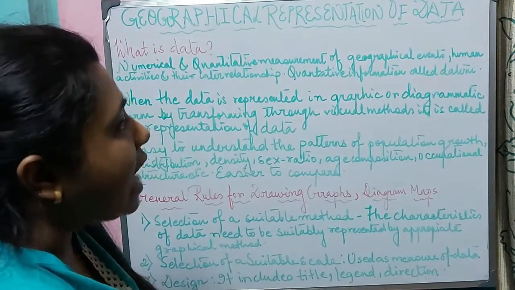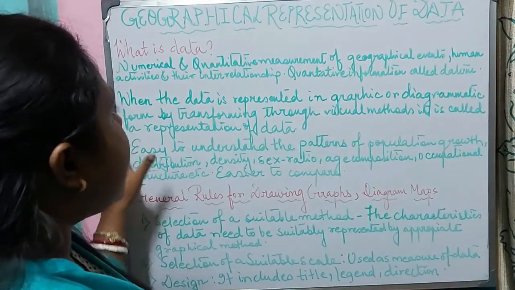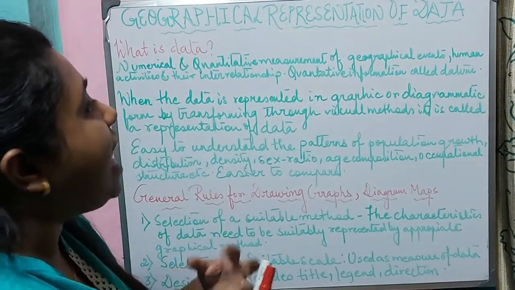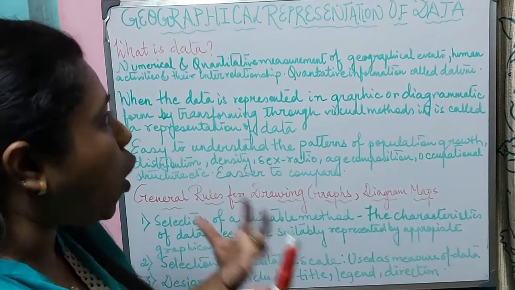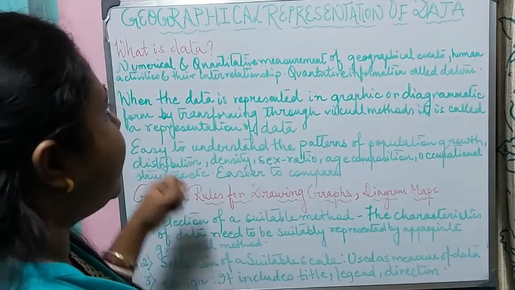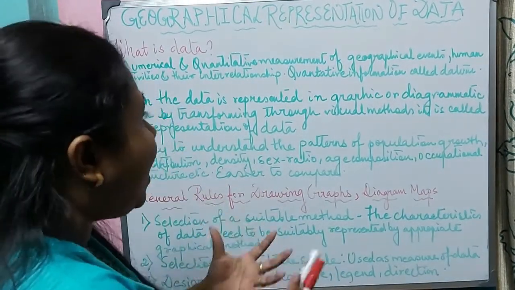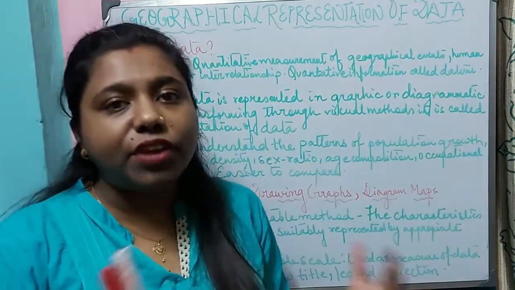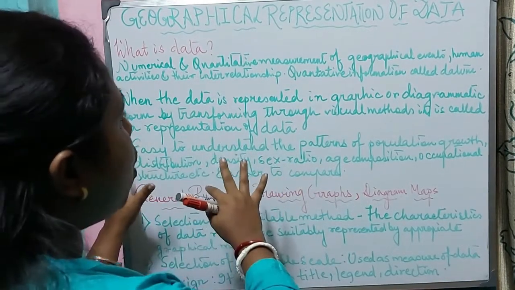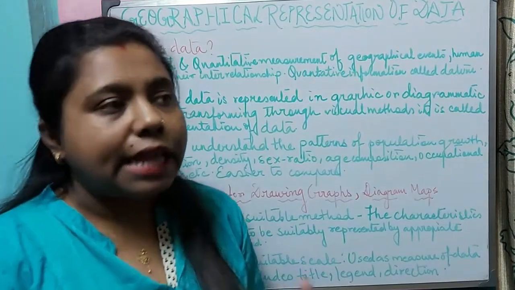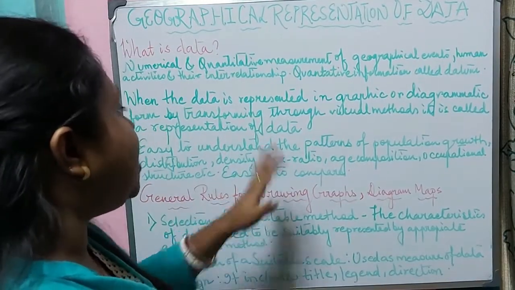We also call data as datum, that is quantitative information referred as data. So data is very important so that we can numerically and quantitatively understand the geographical events or human activities and also the interrelationship. Now what happens? We show the data in tabular format. But when the data is represented in a graphical or diagrammatic form, by transforming the data through visual methods, that is by graph or by maps, that is referred as representation of data.